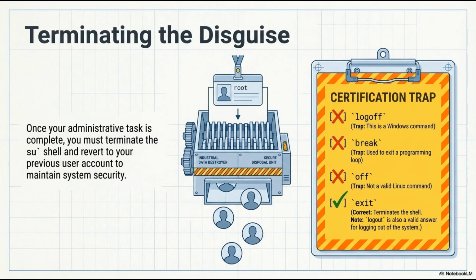And the exam is going to test your absolute certainty on the commands that sever the subshell. I see the certification trap listed here throws in some distractors. Well, they love distractors. They'll throw in logoff, which is a Windows command, or break, which is used within shell scripting to exit a loop, but it won't drop your privileges, and off, which is just totally made up. So the only valid commands to drop back to your standard user are exit or logout. That's right. Okay, so that is method 1.